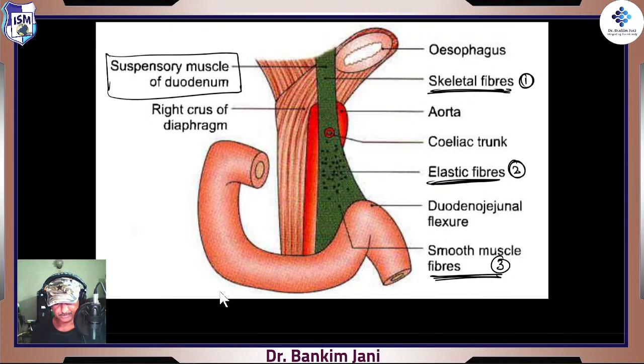Rest of the structures, yes, right crus of diaphragm, that's where it is attached. It is attached from the crus of diaphragm and it goes down. Okay, and this is the duodeno-jejunal flexure, obviously, right? Because this is D4, and from D4 here is the rendezvous point of D4 and jejunum, so it is called the picnic spot, the duodeno-jejunal flexure. That's where they both meet, and that's where it is connected, right? Rest is all good.